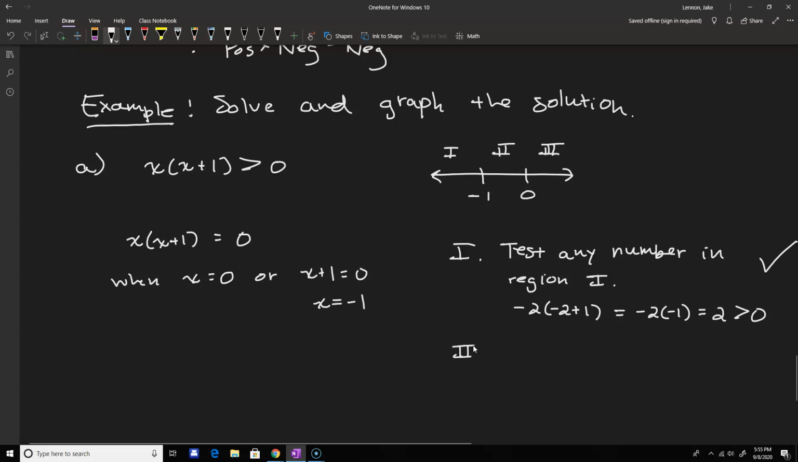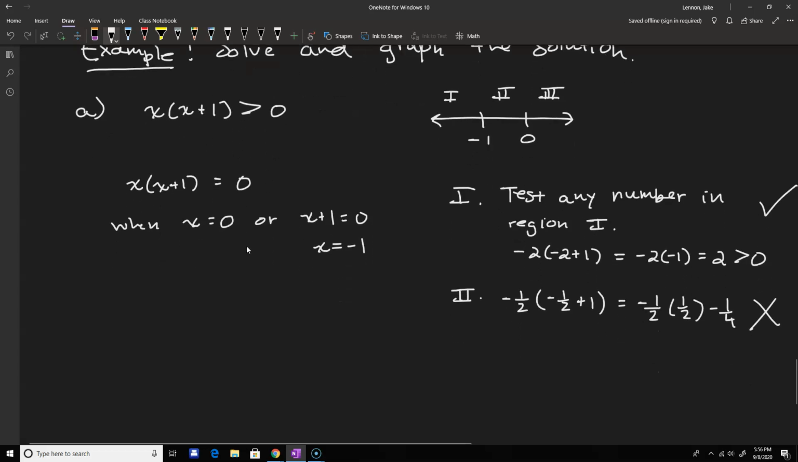Then we could test region 2, and we'd be doing the same thing. Test any number between -1 and 0. So maybe I'll test -1/2, negative 1/2 times negative 1/2 plus 1, well, that would be negative 1/2 times positive 1/2, which is negative 1/4, which is less than 0. So that does not check out, right? Our solutions to A here are only those values that result in a positive.